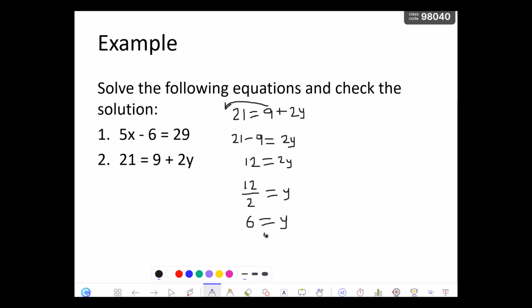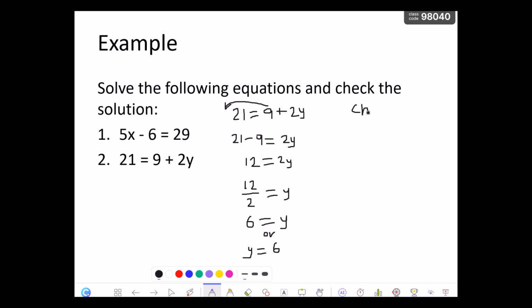Or if you don't want to leave it as 6 equals to y, you can say y is equals to 6. Anyhow you write it, you are correct, and they will mark your work right for you. So this is all. There's nothing in simple equation. That is all. Then if you want to check the solution for this answer, we said y is 6. Let's test it.